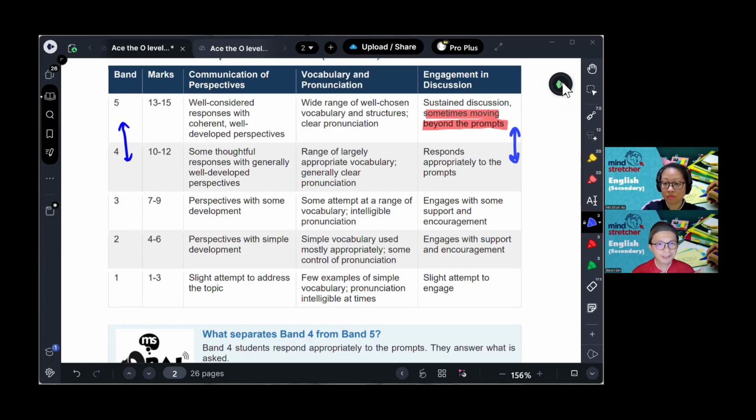But I answered the question. Yes, you did. And you broke it down into all the different sections. You gave examples. You elaborated. You made a recommendation. You summarized. You answered everything. And you still can't get 13 to 15. Do you know why? Because you didn't move beyond the prompt.